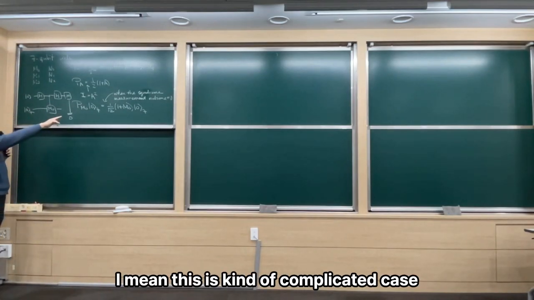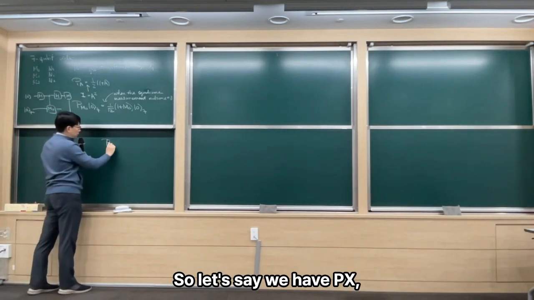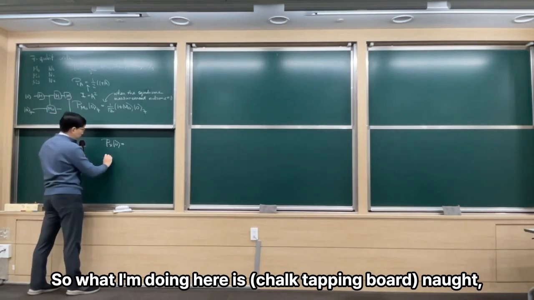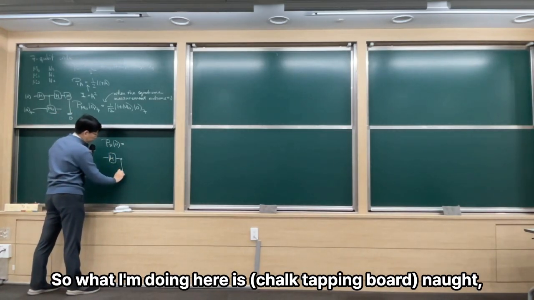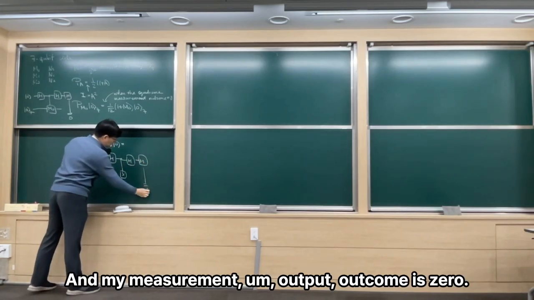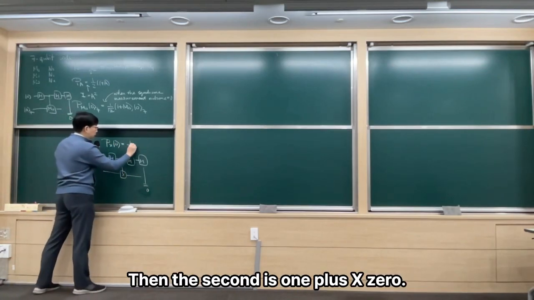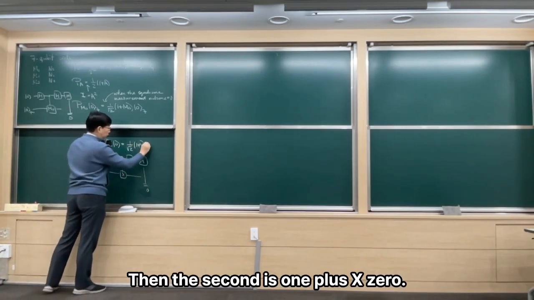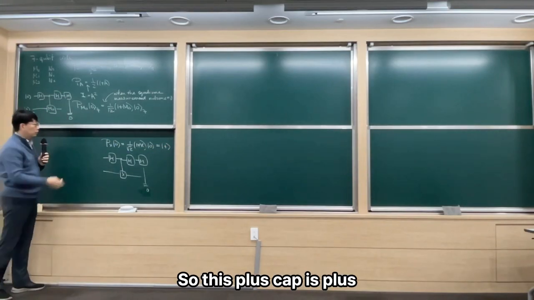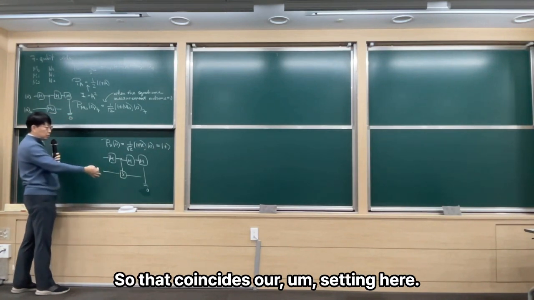This is a kind of complicated case, so we can give an example here. I think I did it, but I'll do it again. Let's say we have PX applying on 0. What I'm doing here is Hadamard, C0, Hadamard, and measurement. And the measurement outcome is 0 here. Then it's the same as 1 plus X applied to 0. So what is it? Plus. So this plus ket is the plus one eigenstate of the X gate, so that coincides with our setting here.